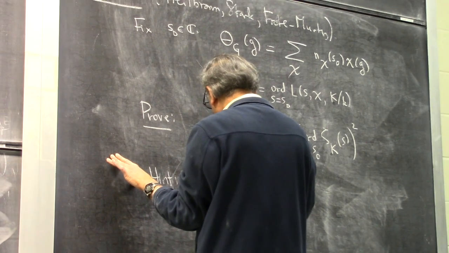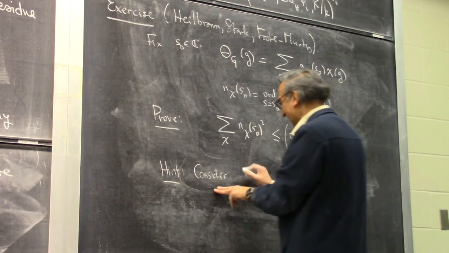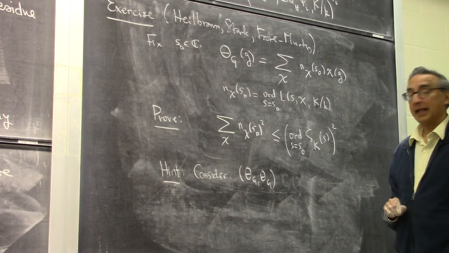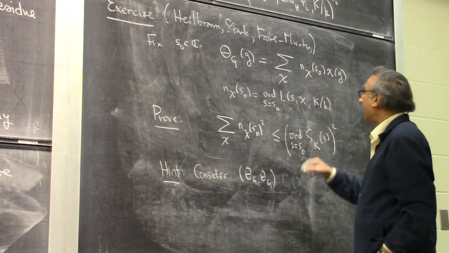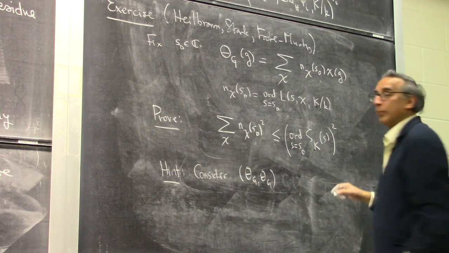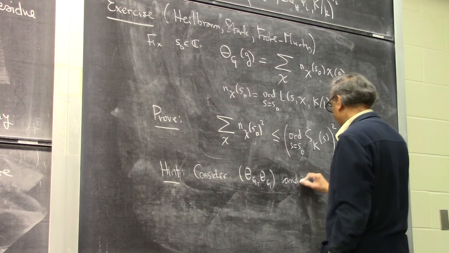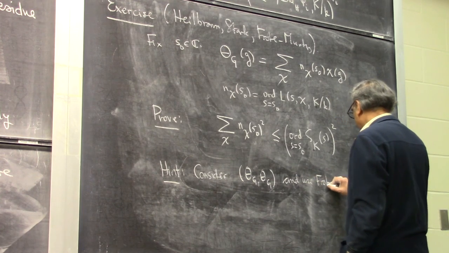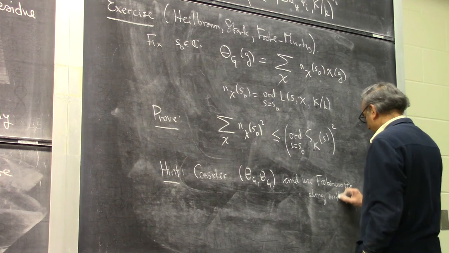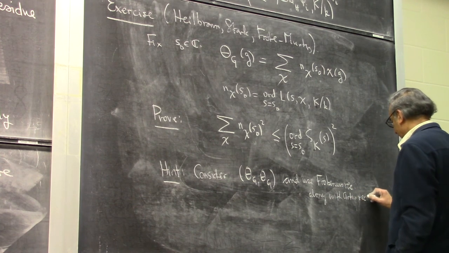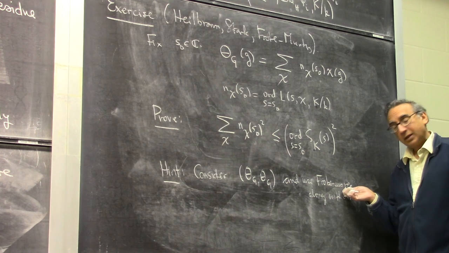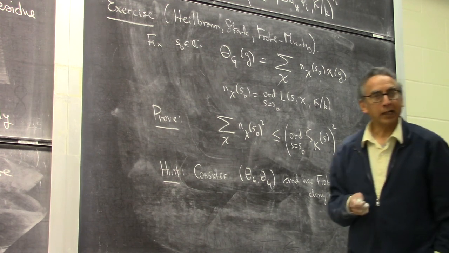Hint: consider, see I'm giving you the first line of the proof, consider the inner product of theta g with itself. Consider that. I mean, that would be unfair if I stopped there. If you consider that, you see that by orthogonality you get this guy, and then use Frobenius reciprocity along with Artin reciprocity. So the Artin reciprocity is a deep result. Frobenius reciprocity is a very elementary result, but you need to use both. And then when you do that and combine everything together, you get this.